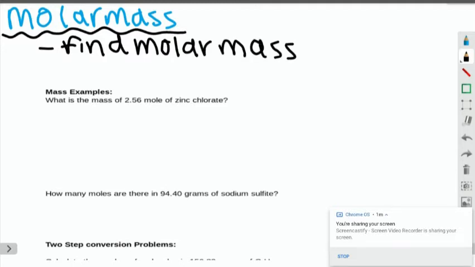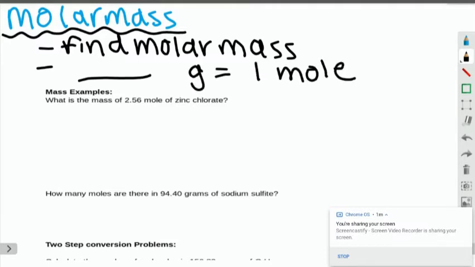And then you will want to write it as blank grams equals 1 mole. That will help you figure out, because the molar mass is going to be grams per mole. That is the unit for molar mass. So you're going to want to write it out as blank grams equals 1 mole, so you can easily set up your factor label with whatever you're trying to figure out.